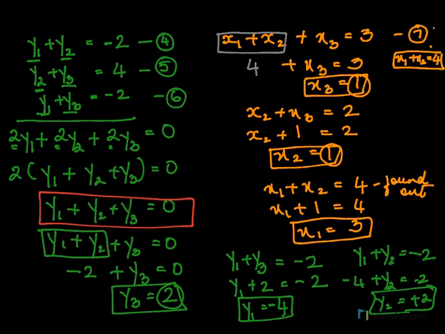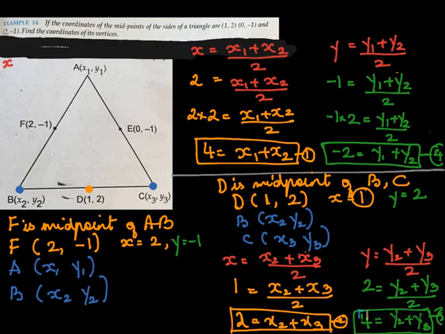So let's put all the points together now. So we have found out our x1 is 1 and our y1 is minus 4. So the point A will be 1, minus 4. Then for point B, we have found x2 is 3 and y2 is 2. So point B will be 3, 2. And for C, we have found x3 is minus 1 and y3 is 2. So this will be the coordinates of point C.